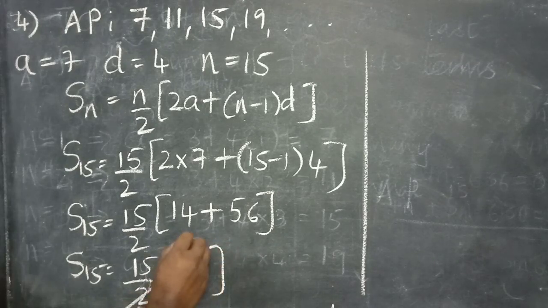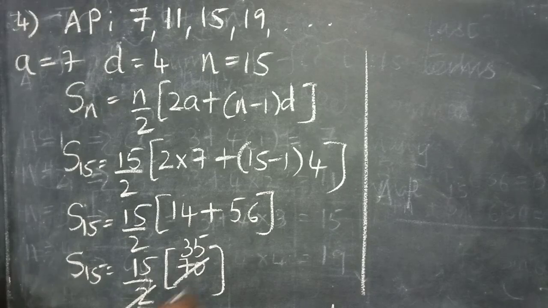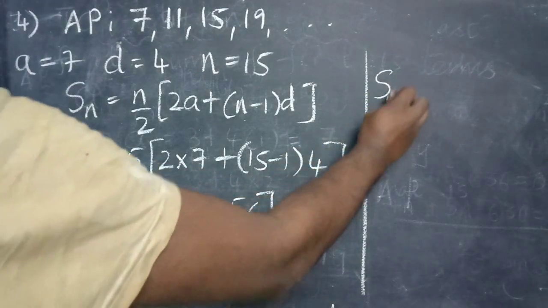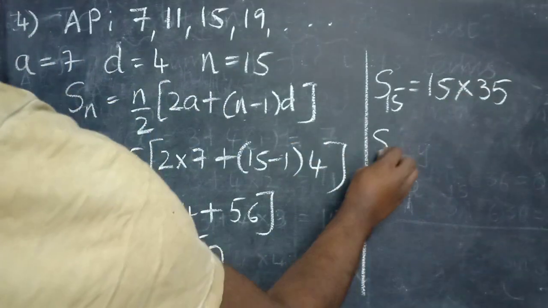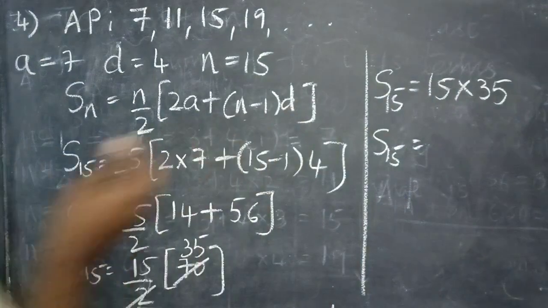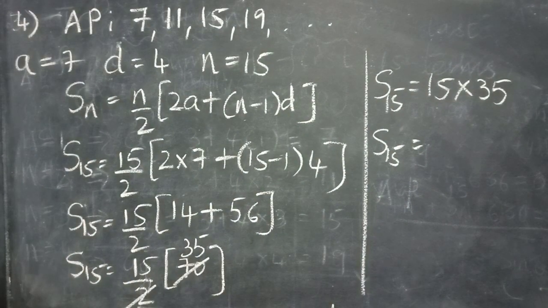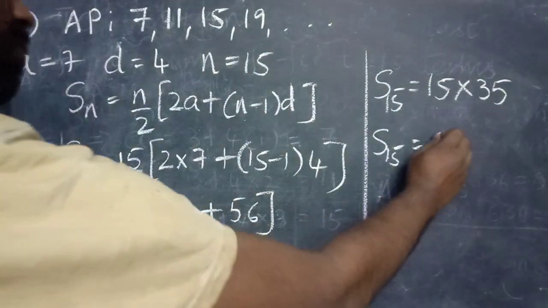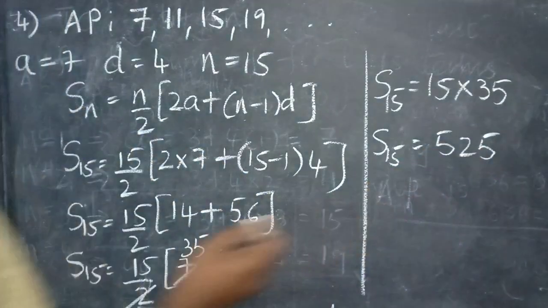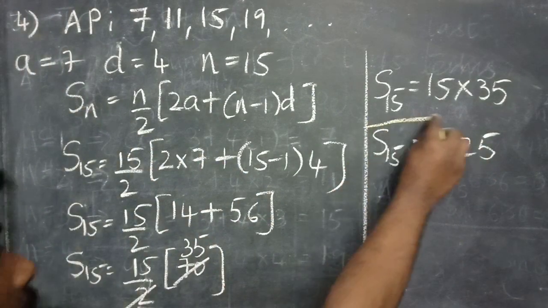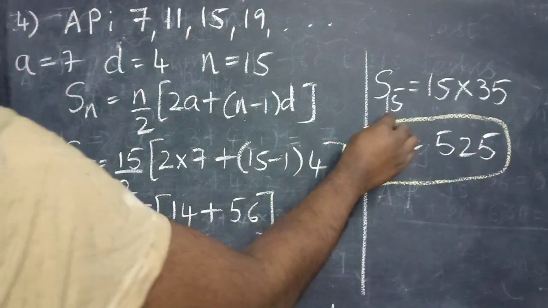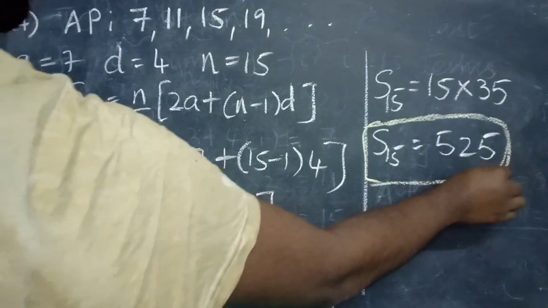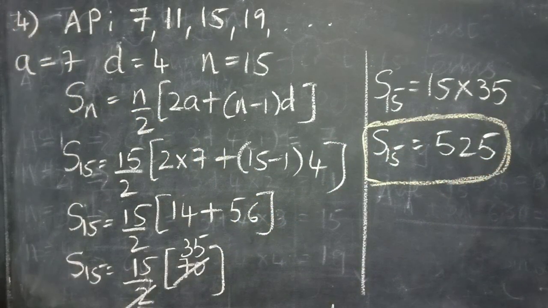Now, 2 ones are 2, 35 times the 70. Therefore, S15 equals 15 into 35. Now, S15 equals 15 times 35. What we get is 525. The sum of 15 terms of the given AP is 525, which is an important question from the examination point of view.